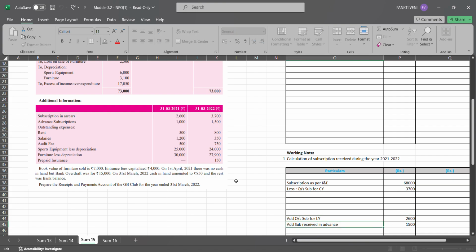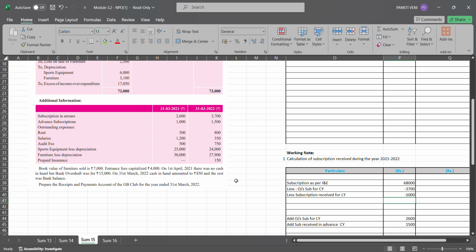This is current year subscription. Less subscription received for last year, 1,500, 1,000. You have to subtract. Okay, so this much is done. Now we don't have anything else. Done, I have completed.